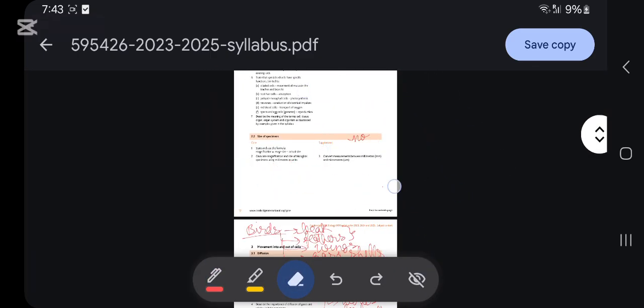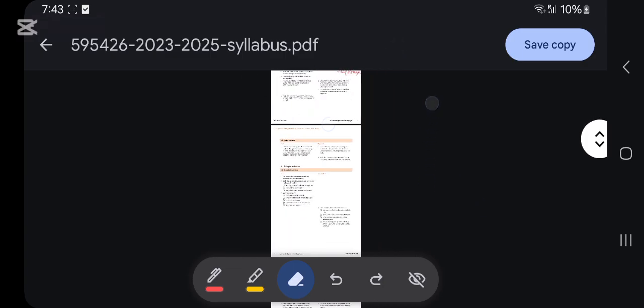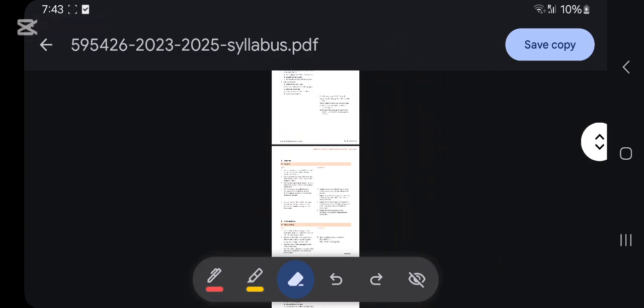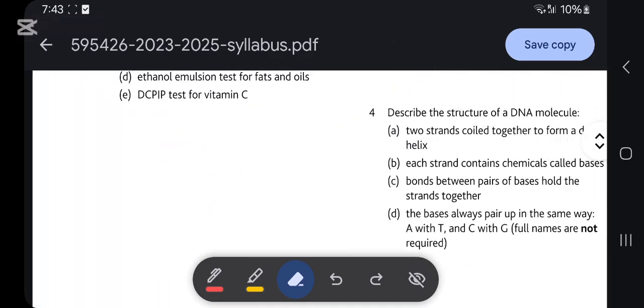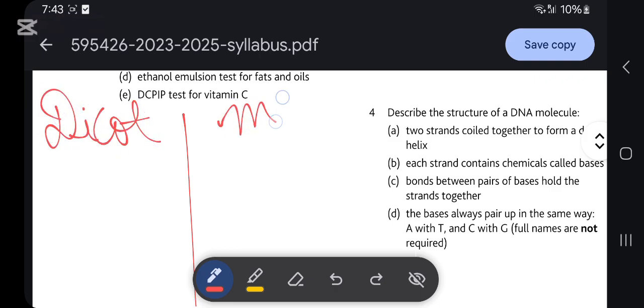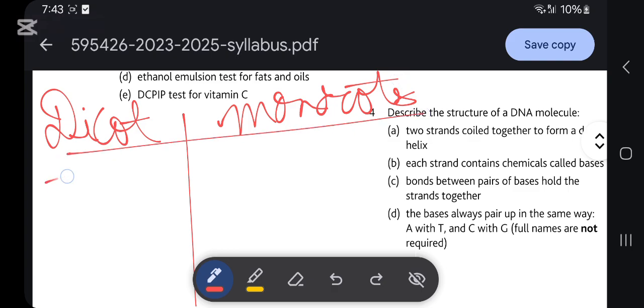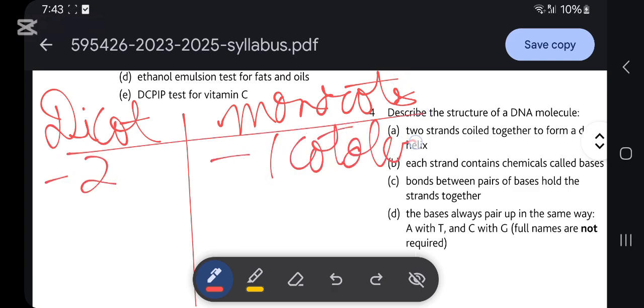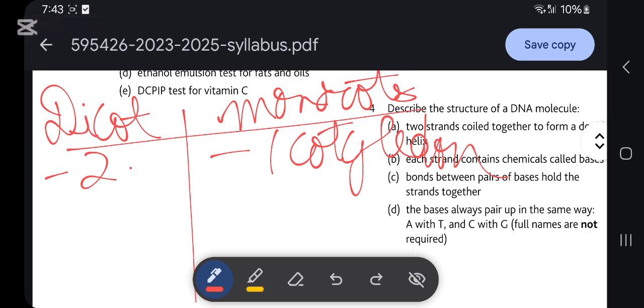Or let's just make a column so that it's easier for you all to remember. We have to be very quick. First of all, dicot and monocot. So what's the difference between them? Basically, it's the cotyledons in the seed. Dicots have 2 cotyledons whereas monocots have 1 cotyledon. Cotyledon.